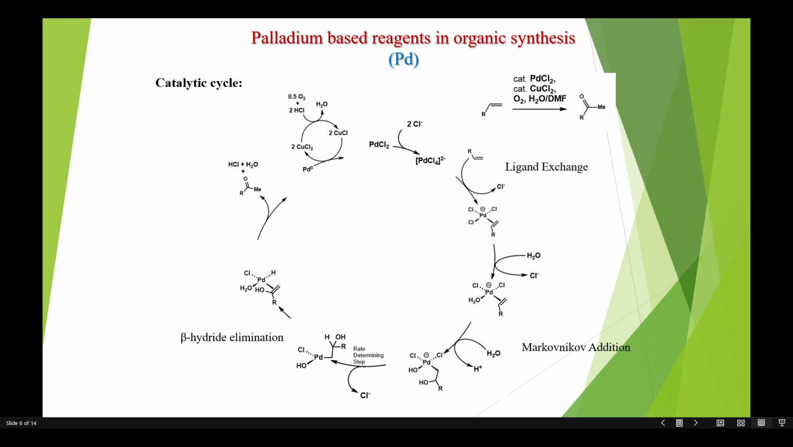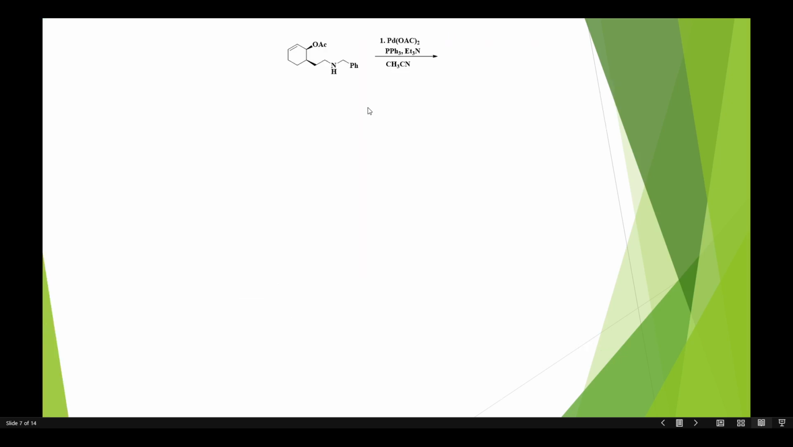So the mechanism is that first it undergoes a Markovnikov addition reaction, and after that the beta hydride elimination, and we will get the corresponding ketone product from our alkene. In all cases, oxygen is needed for the oxidation of the copper chloride also. Is that the mechanism? Okay.